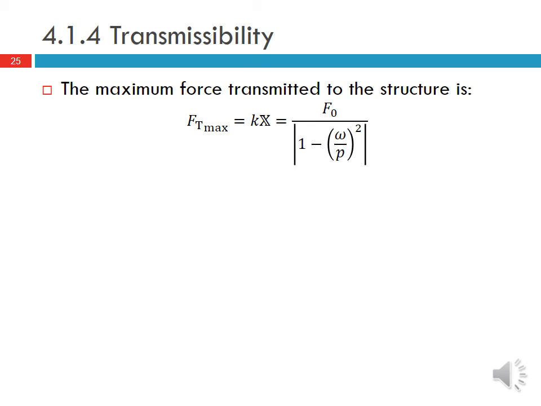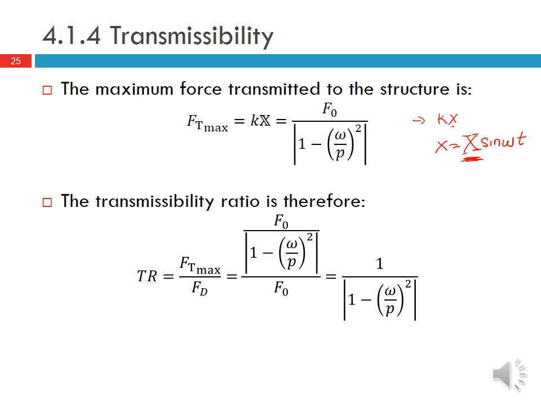Now we want to know the maximum force transmitted to the structure. We said the force transmitted to the structure was just through the spring, which is equal to kx, where x was equal to big X sine omega t. The maximum force is when sine omega t is equal to 1, and the maximum is just this amplitude big X. So the maximum force transmitted to the structure is Ft max equals k big X, which is F naught divided by the absolute value of 1 minus omega over p squared.